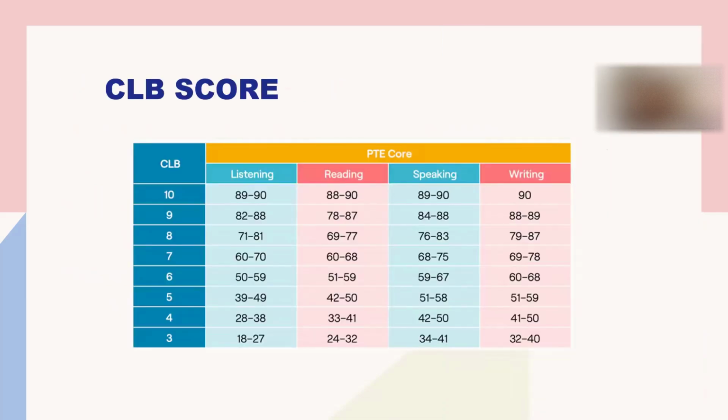Okay, so if we talk about the CLB score, if you are applying for your work permit and you are a college graduate, then your CLB score should be 5. In CLB score 5, the module scores should be like this. Listening score should be between 39 to 49. Reading score should be 42 to 50, speaking score should be 51 to 58, and writing score should be 51 to 59. However, if you are applying for your work permit and you are a university graduate, then your CLB score should be 7, and the individual scores should be like this.